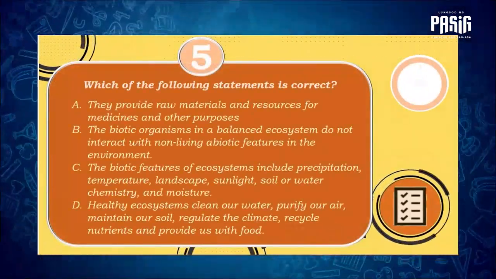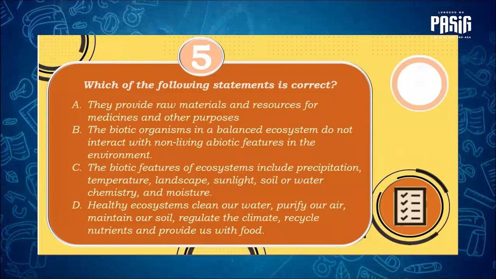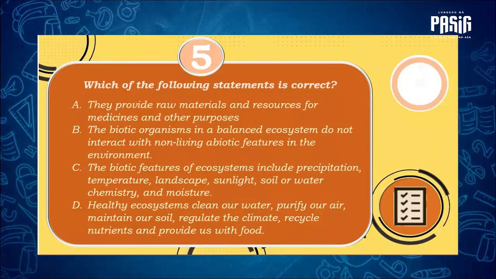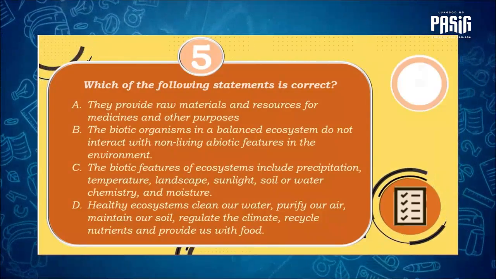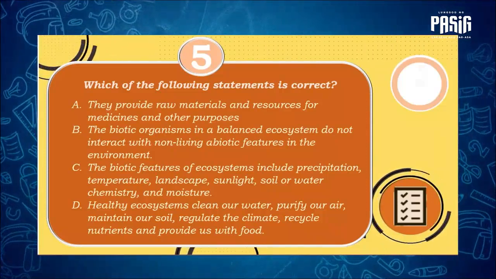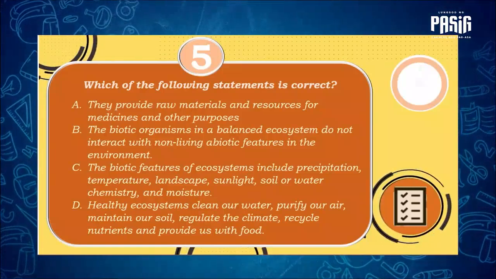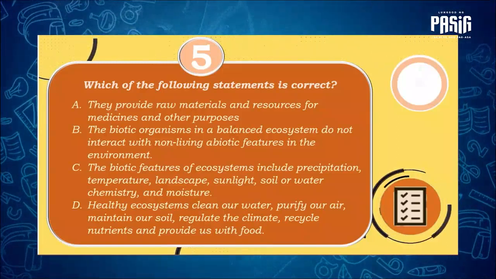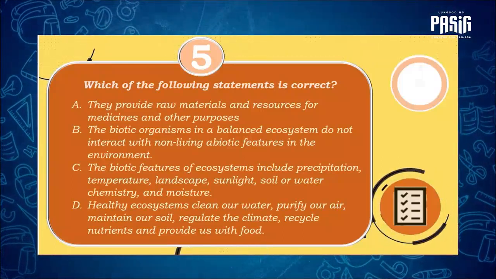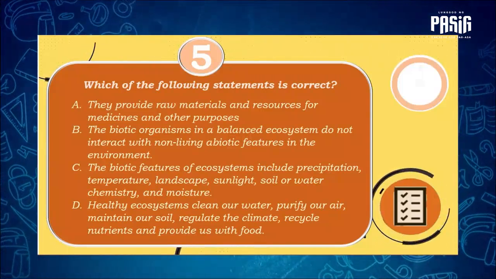Number 5. Which of the following statements is correct? A. They provide raw materials and resources for medicines and other purposes. B. The biotic organisms in a balanced ecosystem do not interact with non-living abiotic features in the environment. C. The biotic features of ecosystems include precipitation, temperature, landscape, sunlight, soil or water, chemistry, and moisture. Letter D. The healthy ecosystems clean our water, purify our air, maintain our soil, regulate the climate, recycle nutrients, and provide us with food.